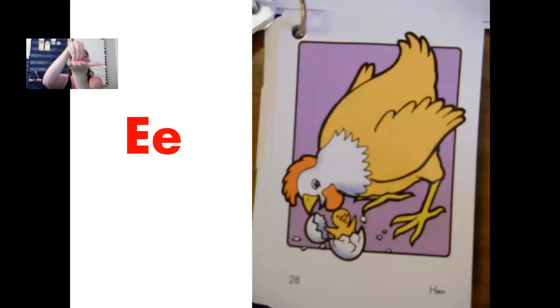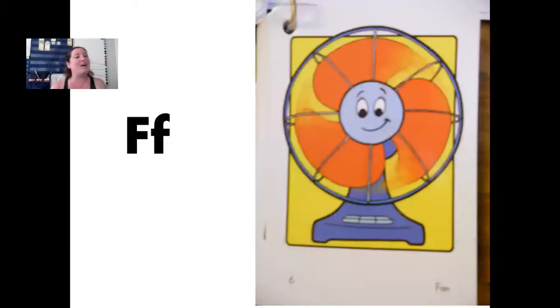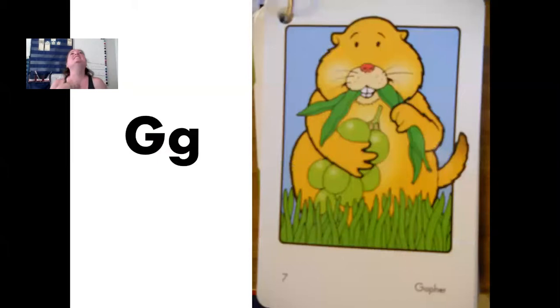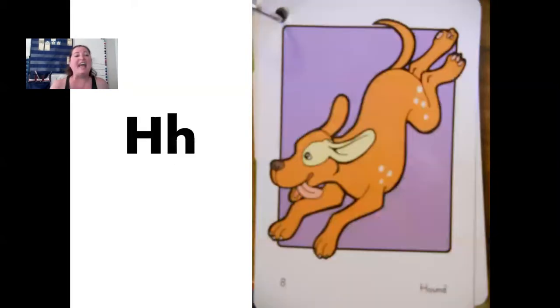E. Now look at E. E is red, so that means it's a vowel. That means it has the 2 sounds, the short sound, eh, and the long sound, E. So, eh and E. Eh and E. All right, here's F. G, G, G, G, G, G. H.